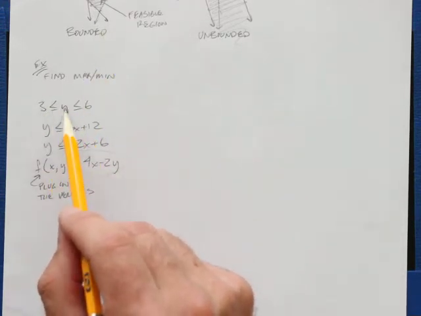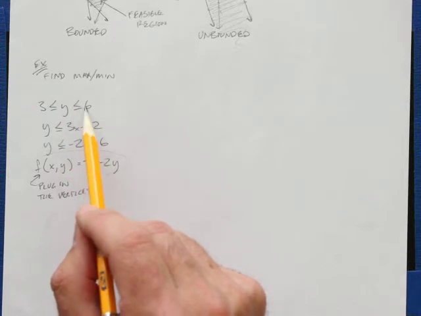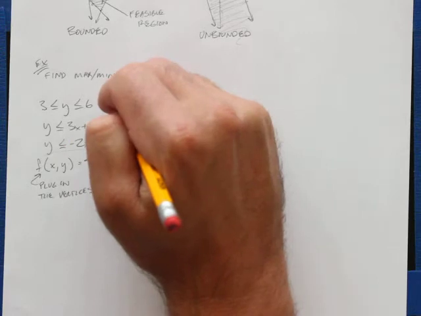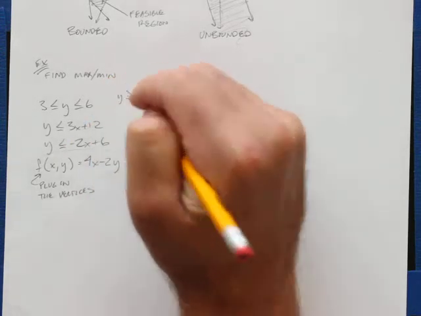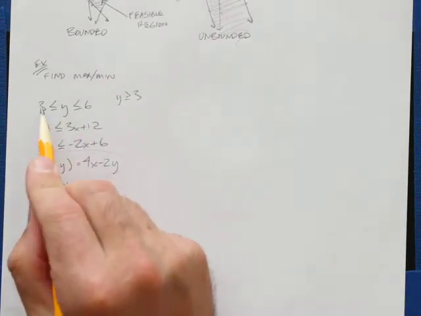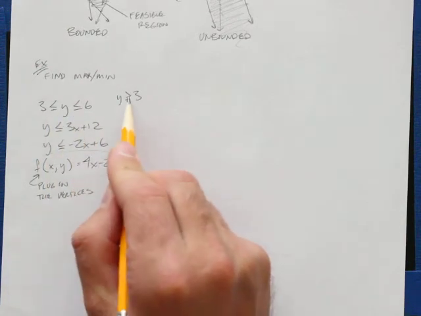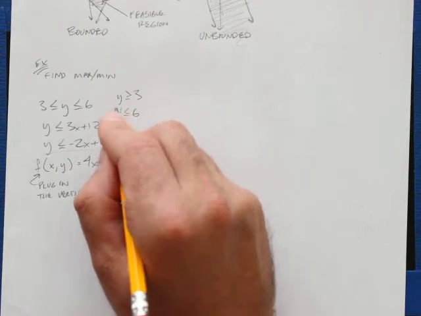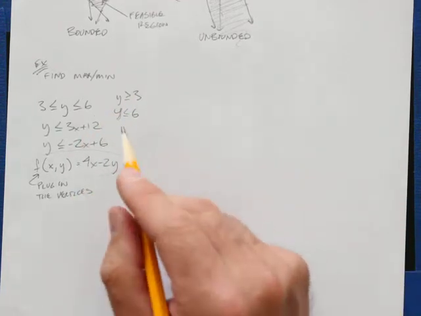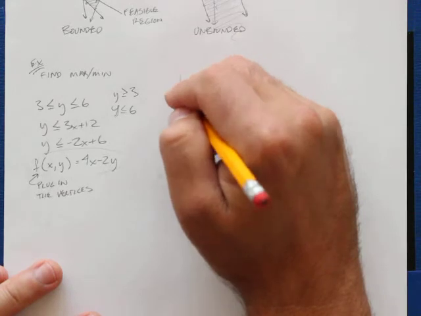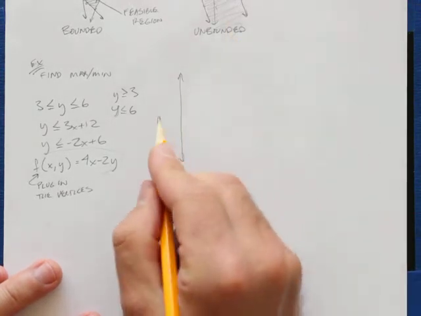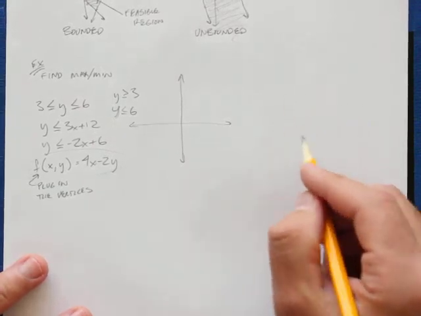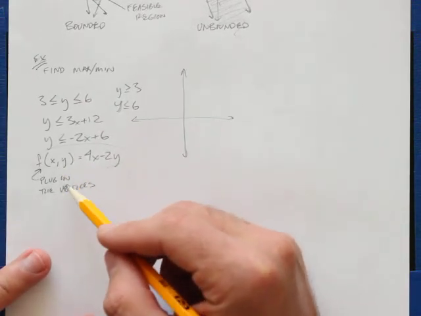I've got 3 is less than or equal to y, and y is less than or equal to 6. So I need to break this up into 2 inequalities. One of them is y is greater than or equal to 3. See how 3 is less than or equal to y, and then y is less than or equal to 6. I just need to break that up into these 2 different inequalities. So I'm going to graph this so I can see what's going on, and then we're going to do a table over here to plug in the vertices.